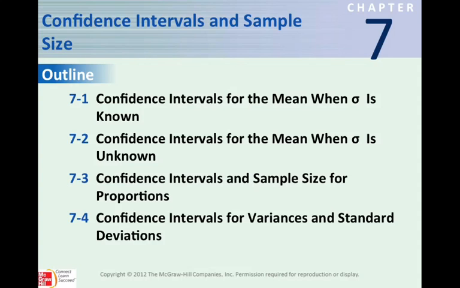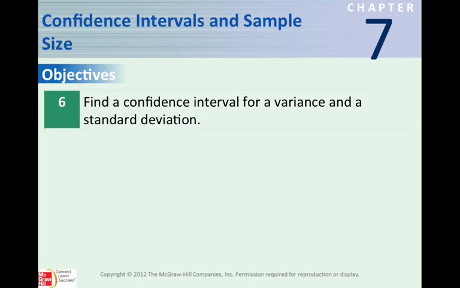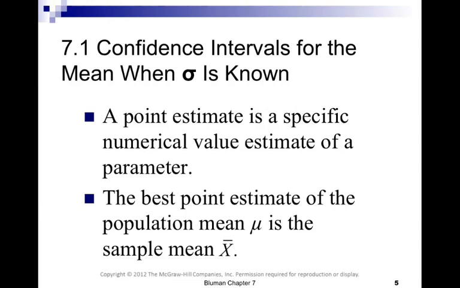The first thing we're going to look at is, again, the confidence intervals for the mean when sigma is known, or when the population standard deviation is known. This covers objectives 1 and 2: find the confidence interval for the mean when sigma is known, and determine the minimum sample size for finding a confidence interval for the mean. And that objective we will not end up covering.